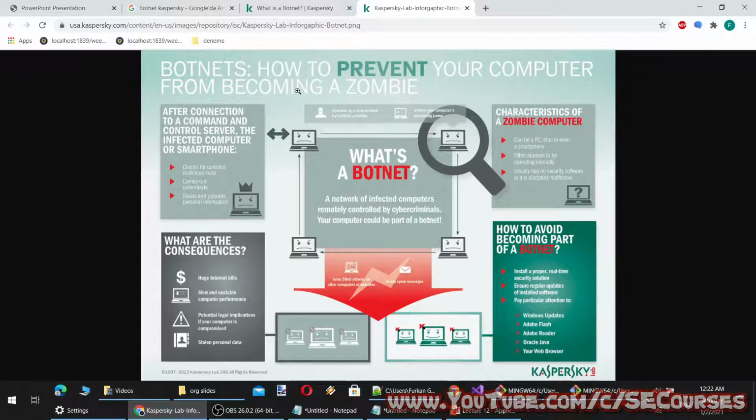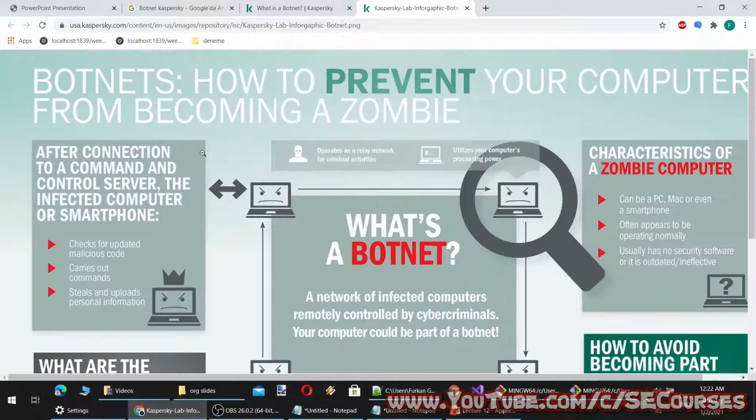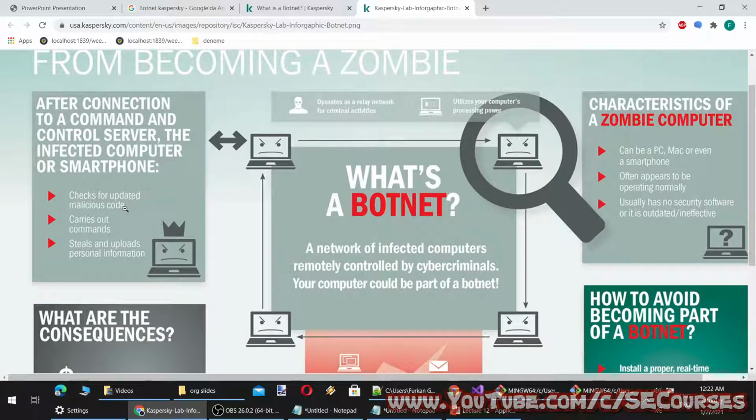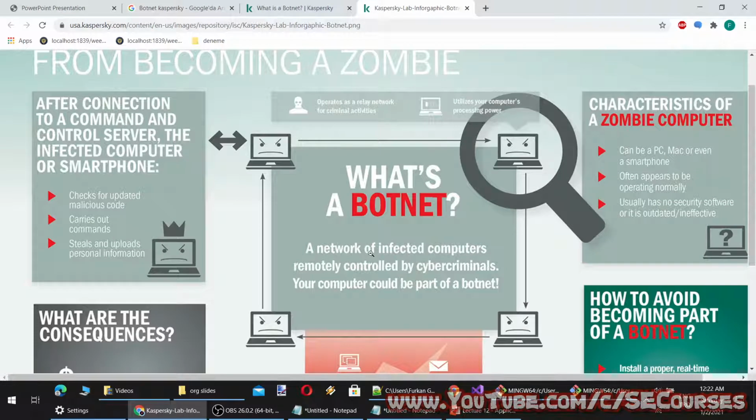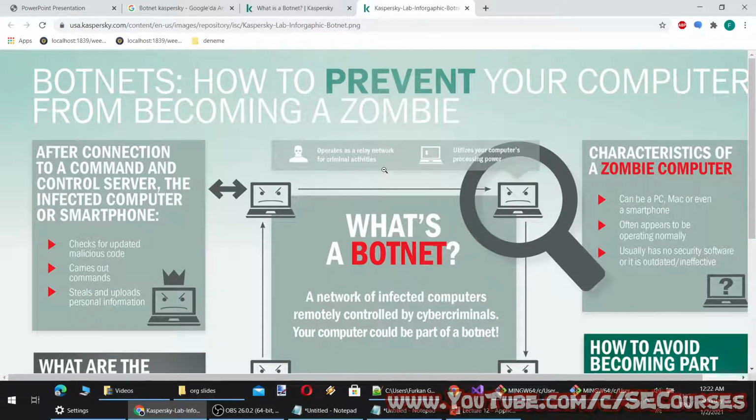This is true because when they infect your computer, they use your computer as a zombie. After connecting to a command and control server, C&C, the infected computer or smartphone checks for updated malicious code, carries out commands, steals and uploads personal information. Okay, what's a botnet? A network of infected computers remotely controlled by cyber criminals. Your computer could be part of a botnet. This is true, you may not be aware of it. Operates as a relay network for criminal activities. This is also true.